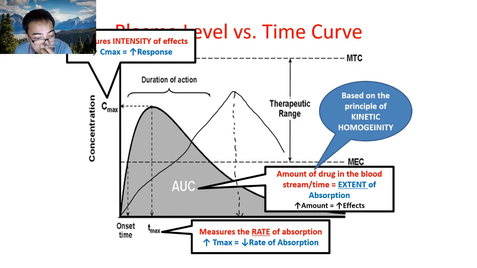Alright. So let's have here, class, drug A, itong graph natin, versus drug B. Okay? Ang Tmax ni drug A, sabihin natin 4 hours. While si drug B, ang Tmax niya is 16 hours. Okay? Which of these two drugs will be absorbed faster? Drug A or drug B? Which of the two will be absorbed faster? Drug A or drug B?